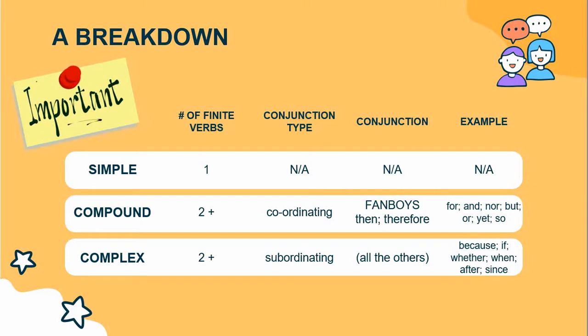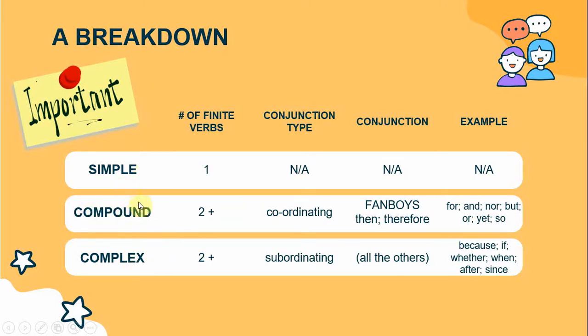Let's have a look. A simple sentence. If I look at any sentence and I discover that there's only one finite verb, I don't care what else is in the sentence. It's simple. Period. If I look at the sentence and I discover that there are two or more finite verbs, then okay, I'm going to say, right, it's either compound or complex.